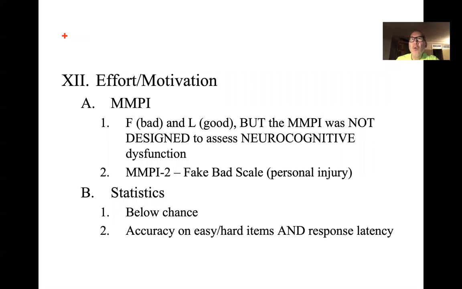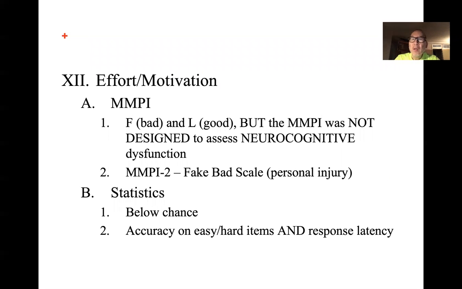So what's going on here? There's the F scale, which measures to what extent the person may be presenting themselves in a bad light, that they're sick, or the extent to which the person is trying to present themselves in a good light, and that's what the L scale will measure.